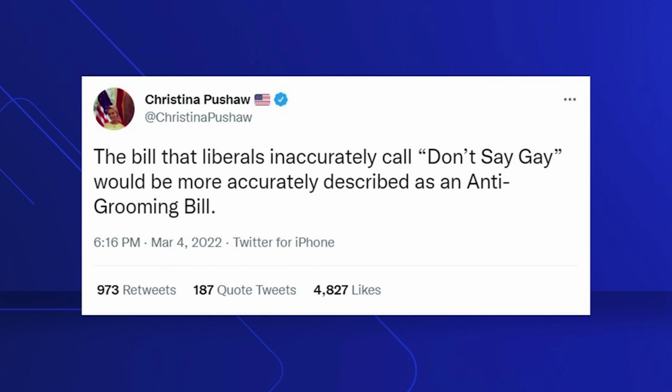So while this bill itself does not mention the concept of grooming, Christina Pushaw, who is DeSantis's press secretary, tweeted regarding the backlash to this bill that, quote, the bill that liberals inaccurately call the Don't Say Gay bill would more accurately be described as an anti-grooming bill. So, acknowledging that this is about the topic of grooming.